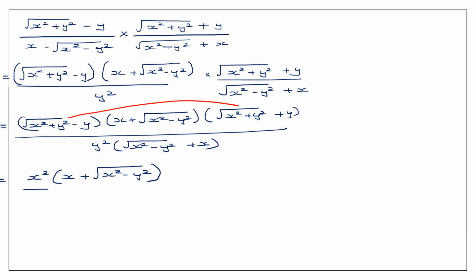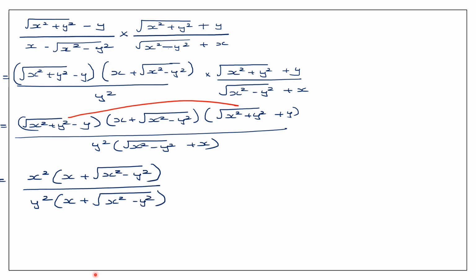Now in the denominator, what do we have? We have y square, and here we have the root of x square minus y square plus x. We can also write it as x plus the root of x square minus y square. We can put x first because it's positive.